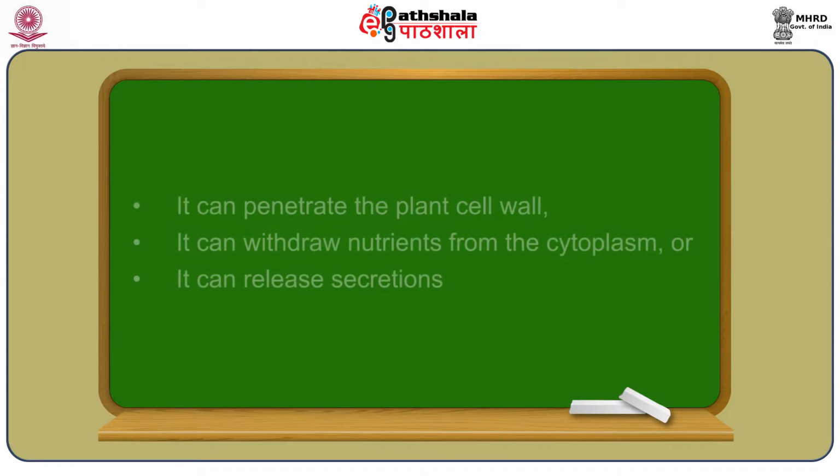The axial sphere serves 3 functions. It can be used to penetrate the plant cell wall. It can withdraw nutrients from the cytoplasm as well as release secretions. These secretions are synthesized in pharyngeal glands, which have enlarged considerably due to adaptation when nematodes are adapted to parasitism.